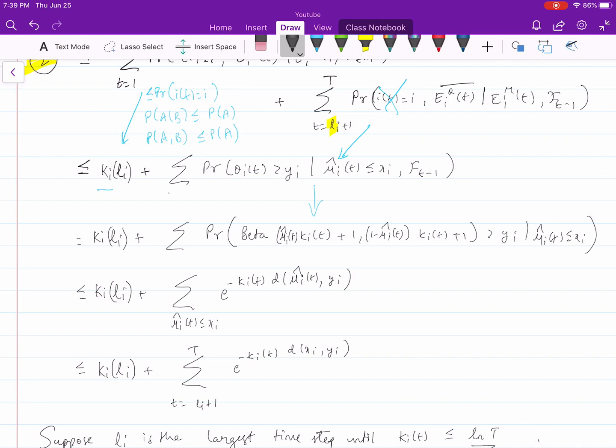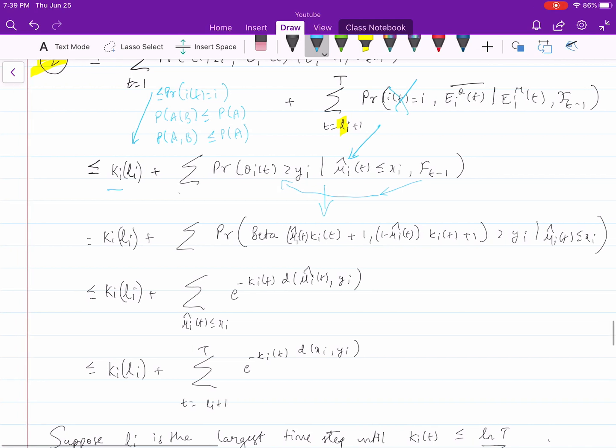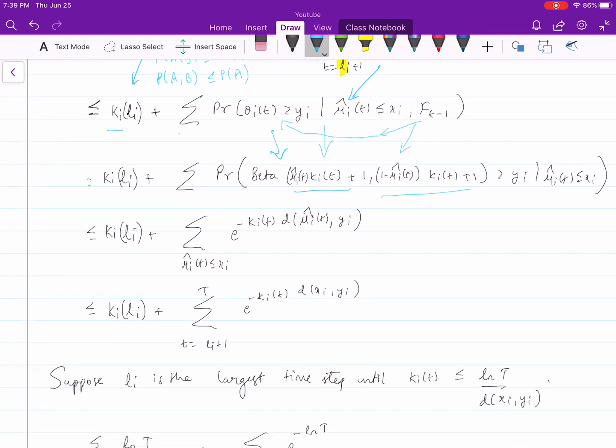Given the history, we know mu hat, and then we will know the posterior distribution from which the sample is coming. That is why we can replace this with the beta distribution. Since the posterior is nothing but the beta distribution with some parameters expressed here, you could replace this summation by this one. You can notice that this is actually the complementary CDF of the beta distribution, which can be upper bounded by this term.